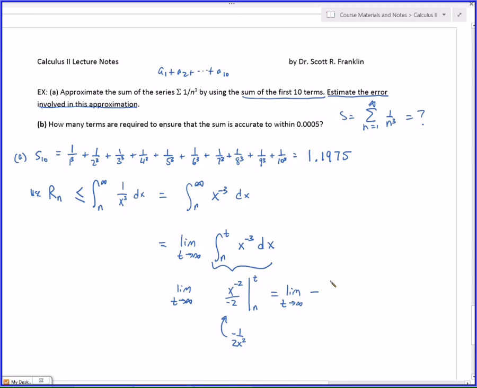It becomes negative 1 over 2t squared minus, and I'm plugging in the limits now, by the way, minus 1 over 2n squared. Right, plug in t into this, and I get negative 1 over 2t squared minus, and then plug in n. This minus and this minus makes it a plus 1 over 2n squared.